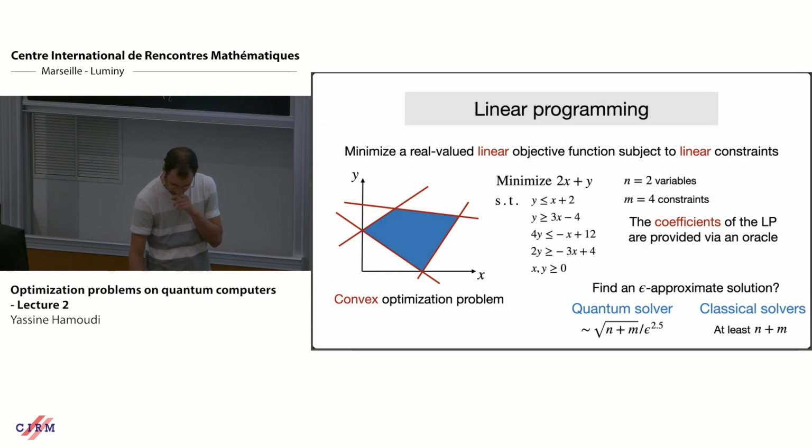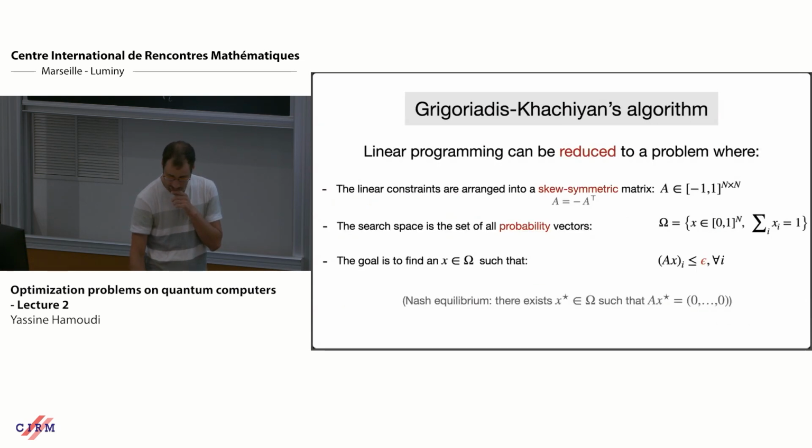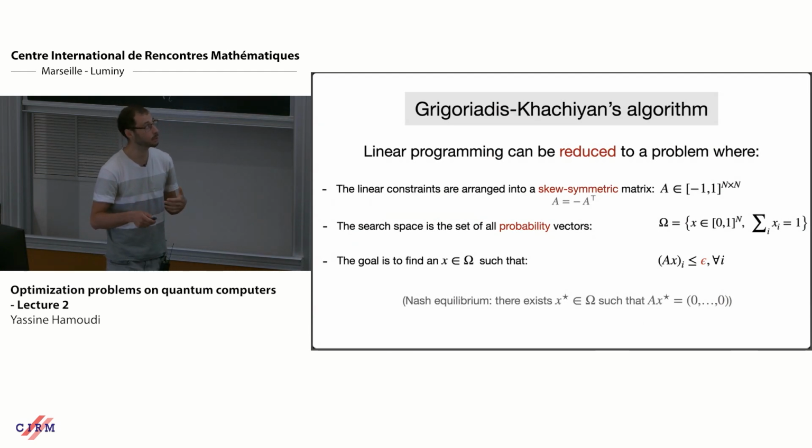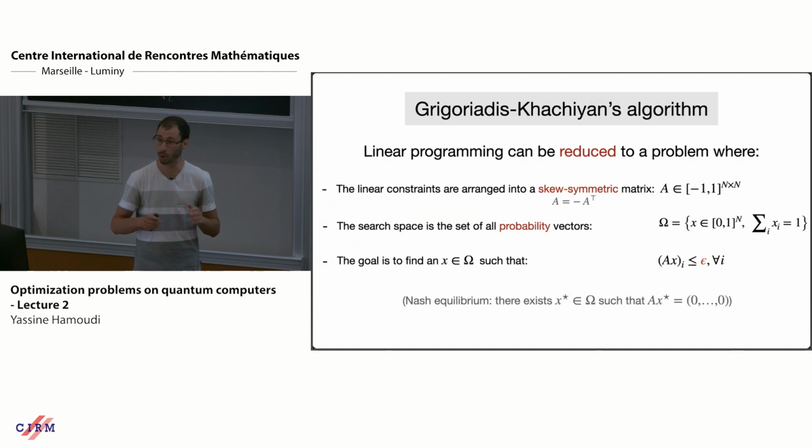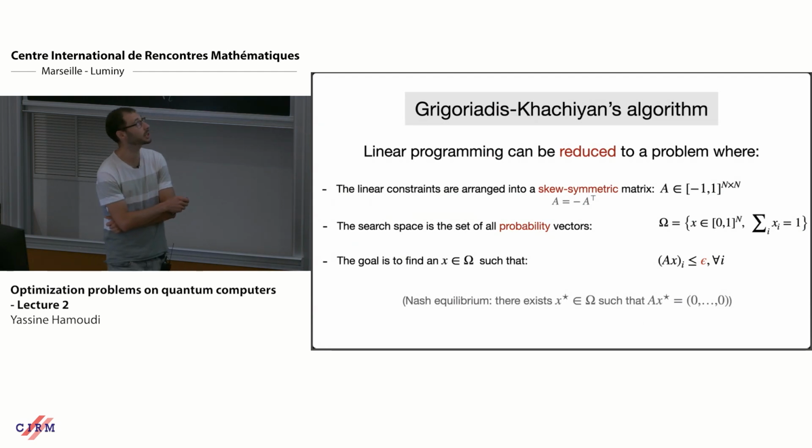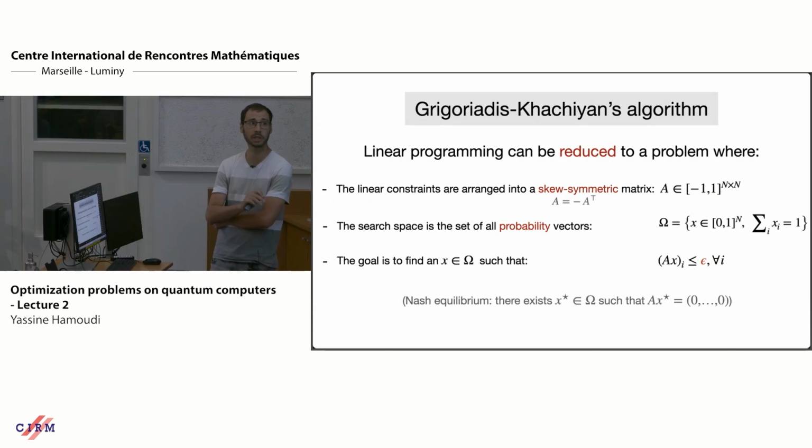So, let's try to give you some ideas about how it works using Monte Carlo sampling. Again, we are going to start with a classical algorithm, an old one, a very famous one, called the Grigoriadis-Khachiyan algorithm, which is based on a technique called the multiplicative weight update method. It's not gradient descent, but there exists some connection which I will not talk about.